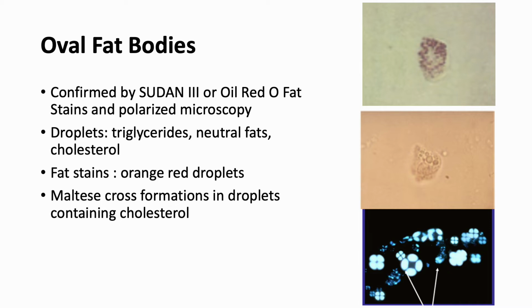Now the fat stains would show orange-red droplets when these oval fat bodies are present, and the Maltese cross formation in the droplets identified using polarized microscopy indicates the presence of cholesterol.